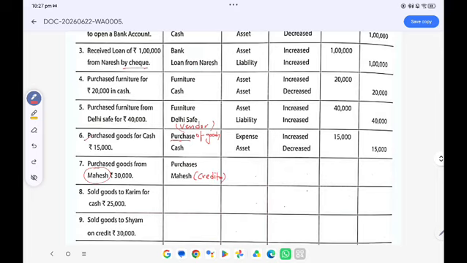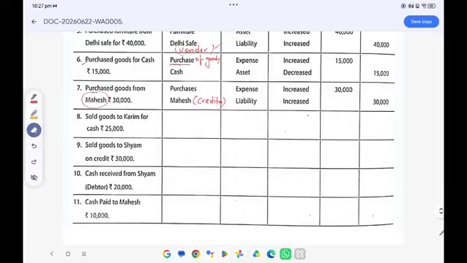You understand the difference? When I purchase furniture, I call it a vendor, but when I purchase goods, it is called a creditor. Here an asset is purchased, here goods are purchased. That is the small difference. Purchase is an expense. Mahesh, the creditor, is a liability. So both are increases. It is a new liability; we owe money to Mahesh. Expense increase is debit, liability increase is credit.